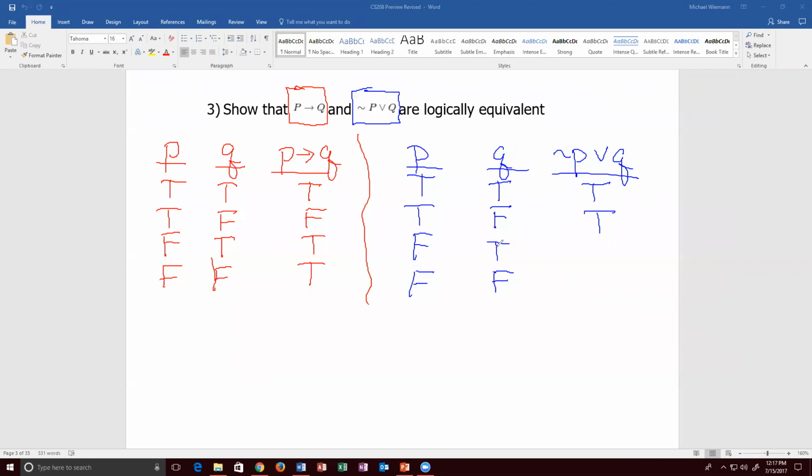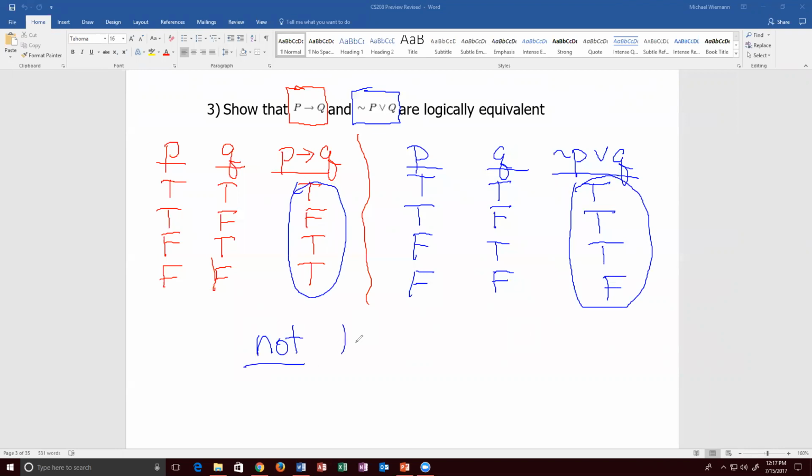False implies false is a truth. True implies true, because I'm negating false in this case. In this instance, true implies true is a truth. Not false is true. True implies false is a false statement. You're going to notice in this particular case that the line here does not match identically to this. In this instance, these two are not logically equivalent.